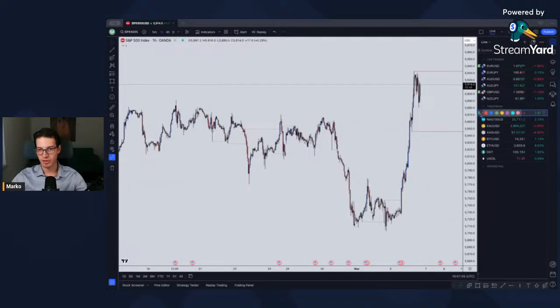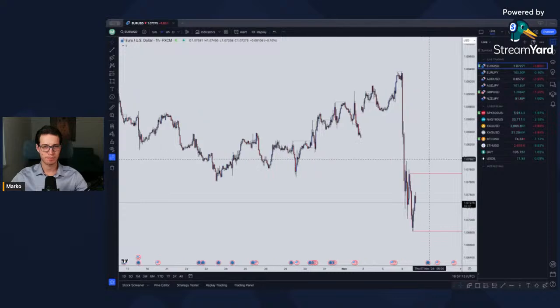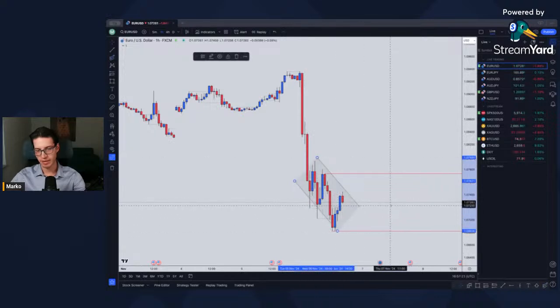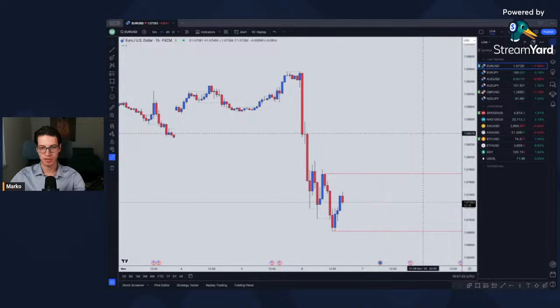On the watch list is going to be the S&P and Bitcoin. So the final tally for the watch list is Euro US dollar. It's printing some stuff. I have a bullish bias, to be honest. Be careful, be very careful of this Fed interest rate decision. It tends to be a volatile event.